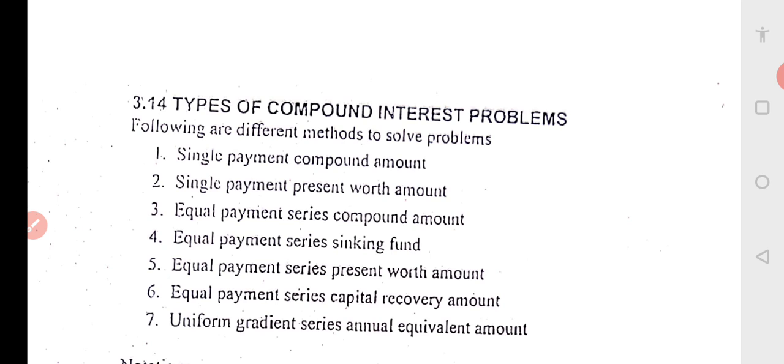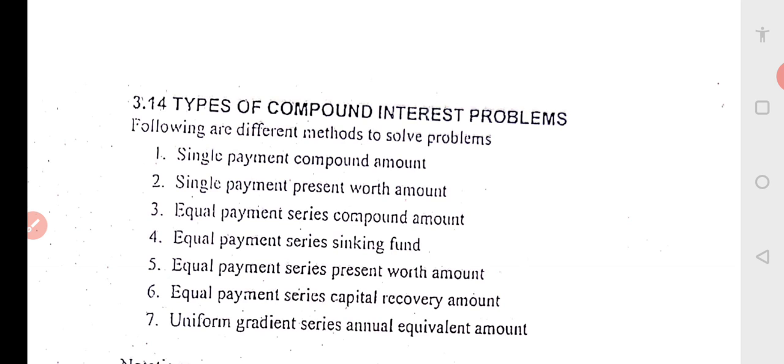For a loan P, which is sanctioned now at an interest rate of I, compounded at the end of every interest period. As we have seen, the interest period varies. It can be daily, monthly, weekly, quarterly, semi-annually, or annually.